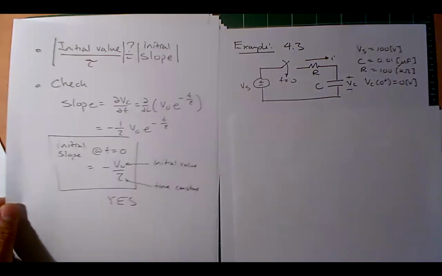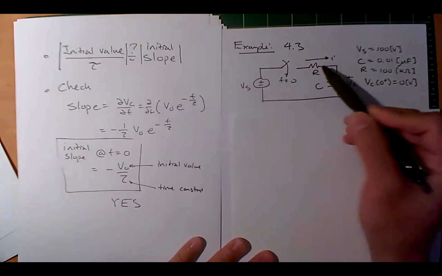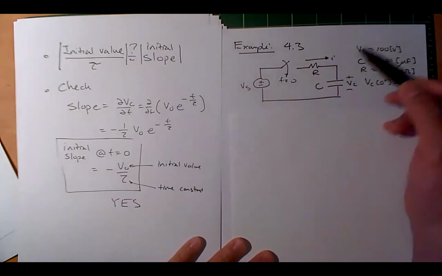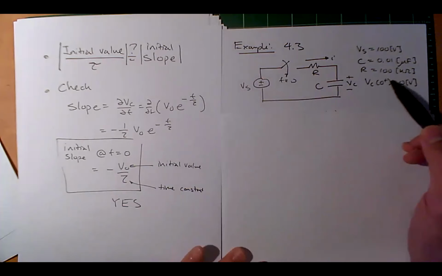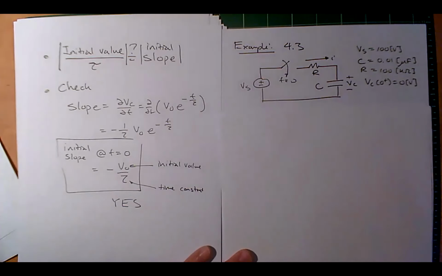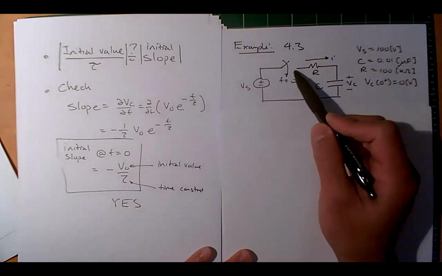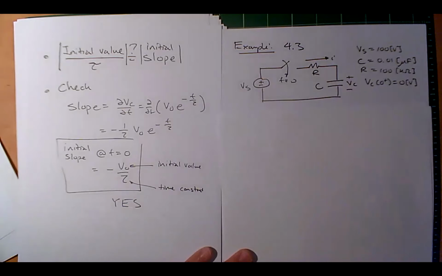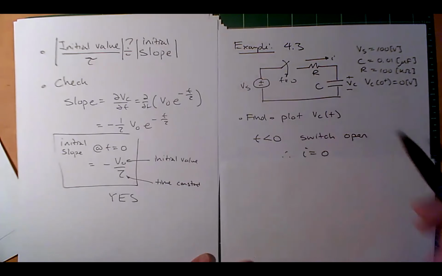All right, so let's do another example. Here we have a voltage supply, a resistor, and a capacitor. They give us these values and they tell us that the capacitor is discharged initially, VC of 0. And notice I put VC of 0 plus here, so this is the voltage right after the switch closes. We're going to find and plot VC of t.